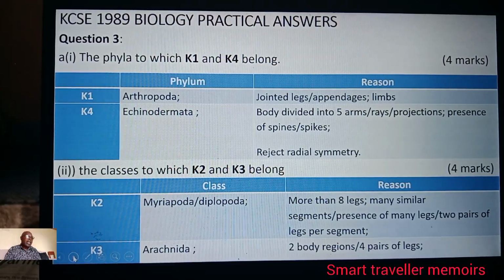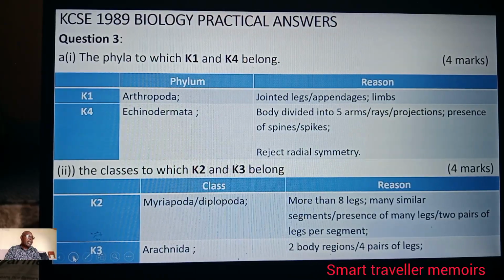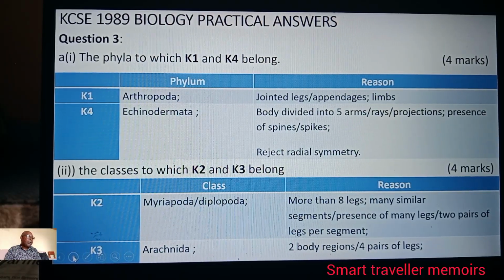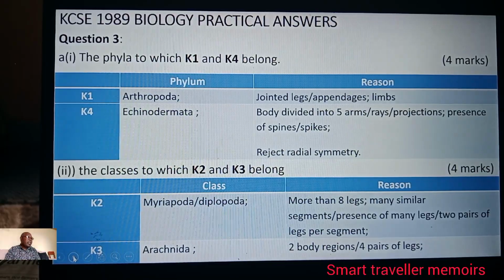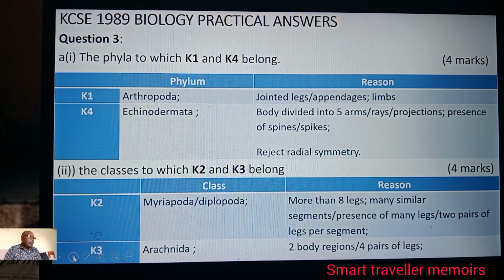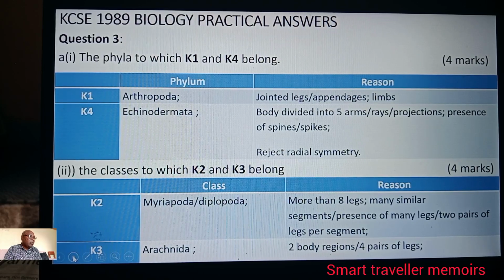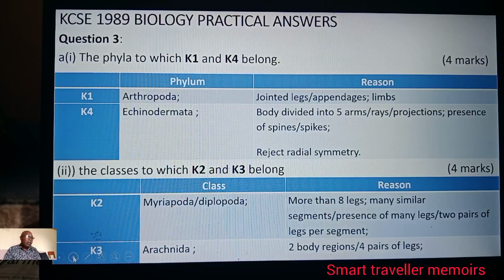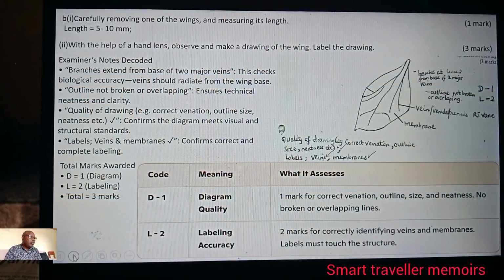Roman 2, the classes to which K2 and K3 belong. K2 belongs to Myriapoda, or you can call it the Diplopoda. The reason is it has more than 8 legs, or many similar segments, or presence of many legs, or 2 pairs of legs per segment. And K3 belongs to Arachnida, and the reason is that it has 2 body regions, or 4 pairs of legs.